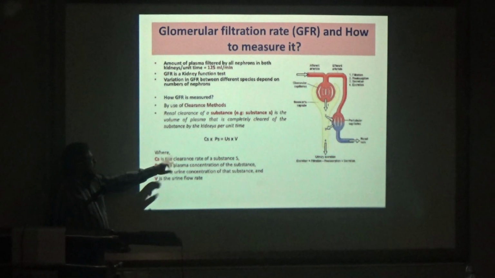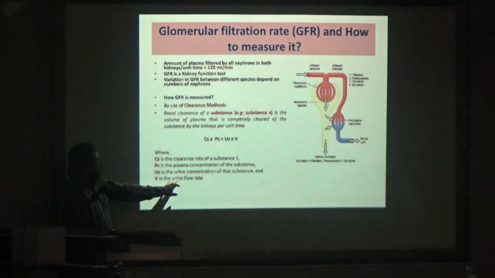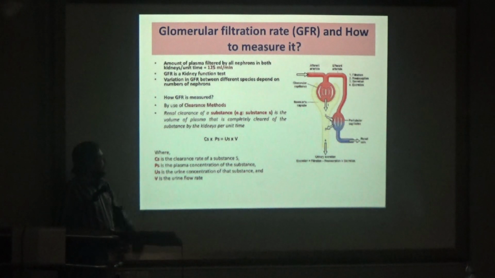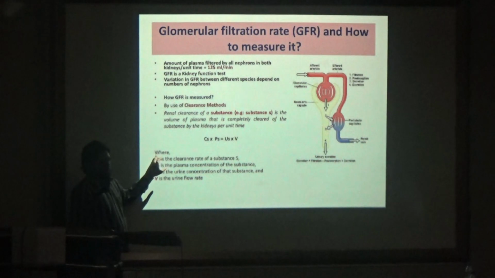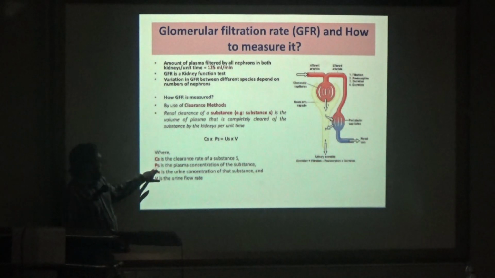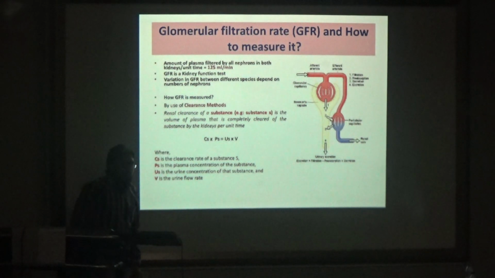Clearance rate of a substance depends on plasma concentration, urine concentration, and urine flow rate. V is the urine flow rate. So if we use this formula, if I know this, this and this, can I calculate this? Yes. Can I get the plasma concentration of the drug? Can I measure it? Yes.